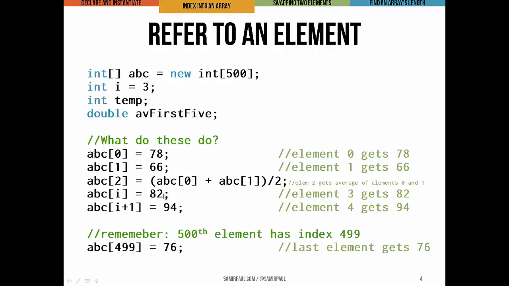ABC sub I will be 82. What we really mean is ABC sub 3. Now that'll have 82 as its value. And we've got ABC sub I plus 1, which means ABC sub 4, element 4 in the array. That'll now have the value 94. As a last item here, to initialize the last element in the array, we have to index in using 499 for length 500. Remember, because we're 0 indexed, we only go up to length minus 1 as the highest index.